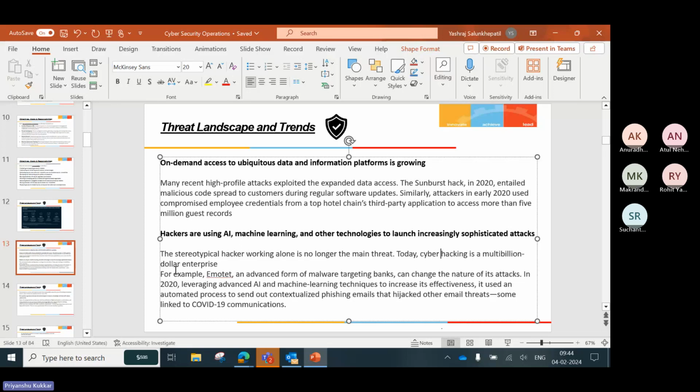So because of it, if an attack used to take weeks before, now it's going to take days because of AI. And the reason being is that it can change its attacks, right? One of the examples was Emotet, an advanced form of malware targeting banks, which can change the nature of its attacks. So it might use a certain way to get into the network to hack a particular account. And once it is inside the network, it changes its nature, it changes its code, it changes the file name, it changes the way it executes its files, right?